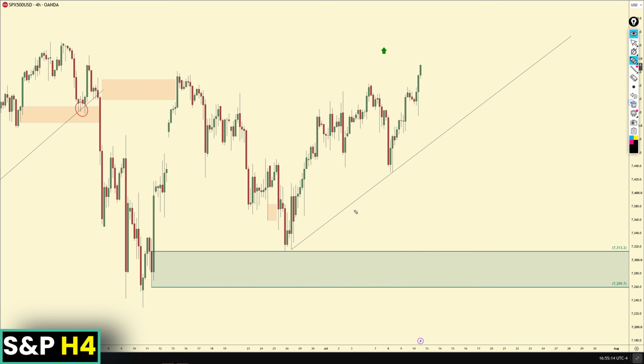Beautiful trade from this zone. Unfortunately, I am not in this trade anymore. Wish I was, but I'm fine with my decision. I'll show you guys how I manage this trade on the 1-hour chart, and I'll break it down when we go there.